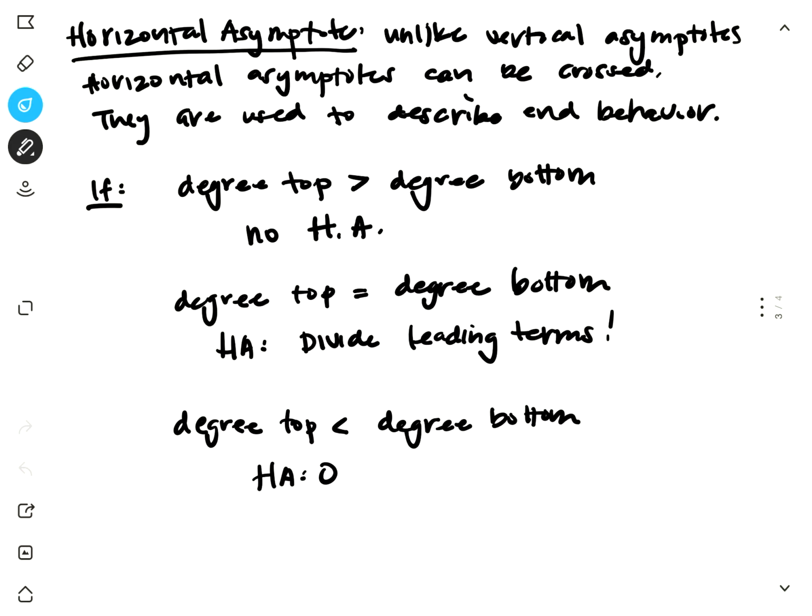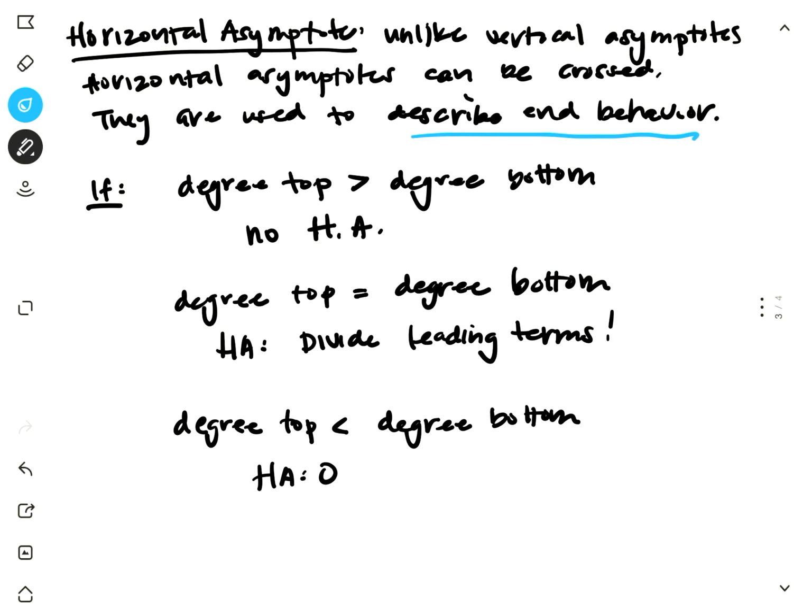Okay, the last one, horizontal asymptotes. There's a lot of words here, but really it's pretty easy. So the first thing I wanted to mention is that unlike vertical asymptotes, horizontal asymptotes can be crossed. They don't usually cross, but sometimes they do cross. And what they're used for is describing end behavior. So it's telling us, is there a number that we're going towards at negative infinity and positive infinity?